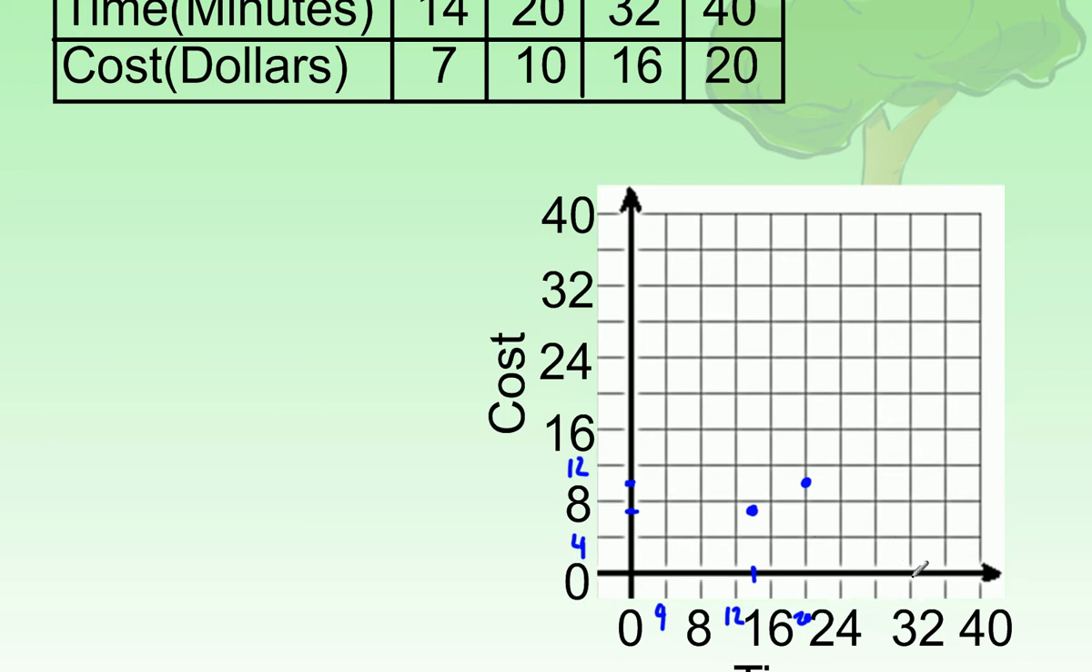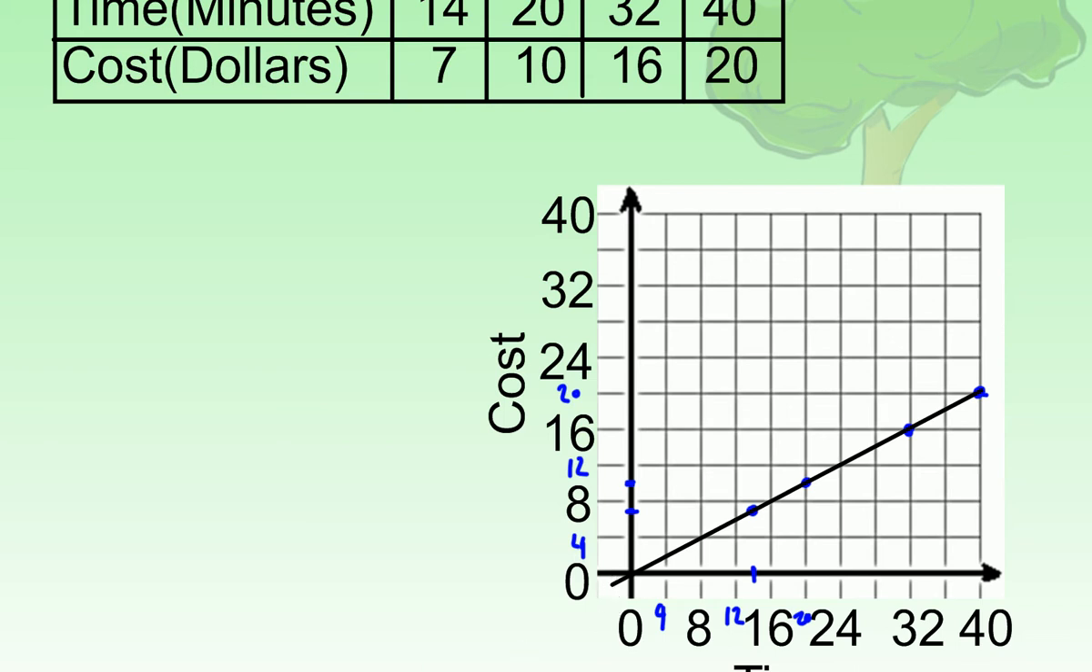32 minutes. Okay, that's right here. And $16. 40 and 20. 20 would be here. Okay, so I have a little graph. And if I would connect these points together, let's see what they form. I mean, obviously it forms a line, but let's see how it looks.